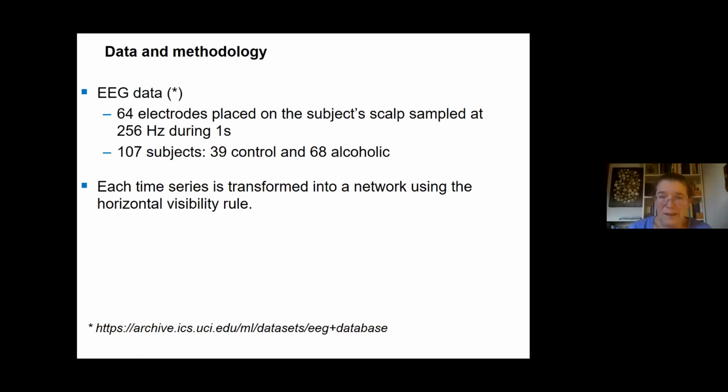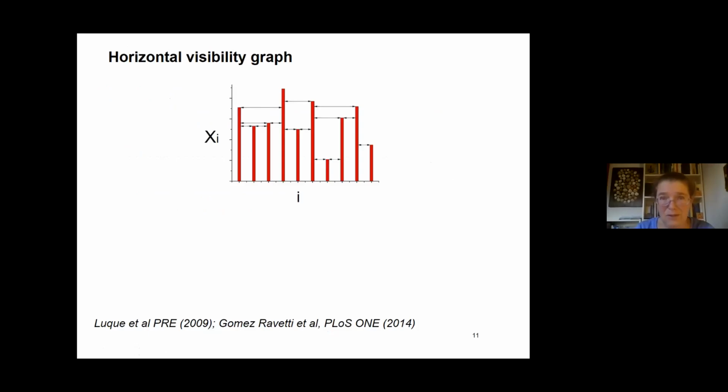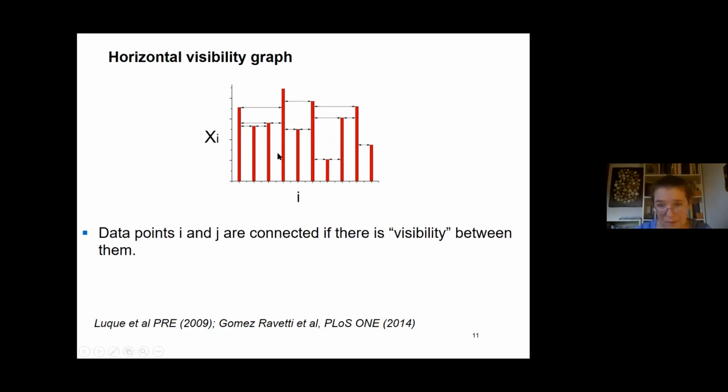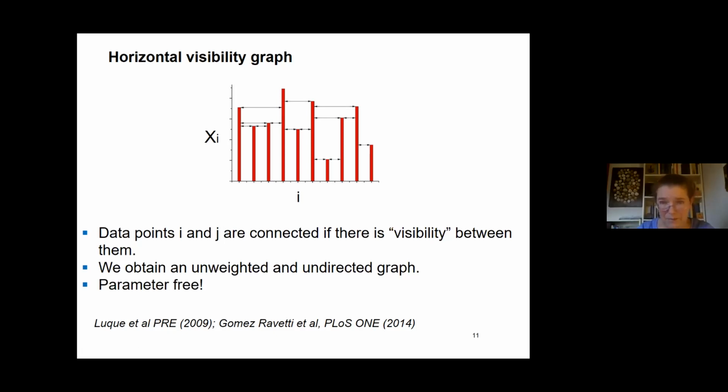To obtain a network from a time series, we use what is called the horizontal visibility rule. This is just a way to represent a time series as a network. It basically represents the points of the time series as bars, and puts connections between points if there is horizontal visibility between them, as shown in this plot. So 2 points are connected if there's visibility between them, and in this way we obtain a graph that is unweighted and undirected, and also parameter free.